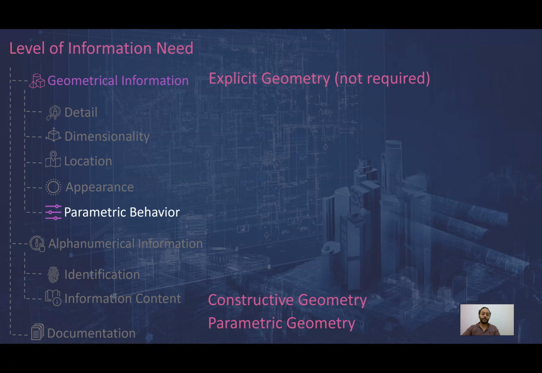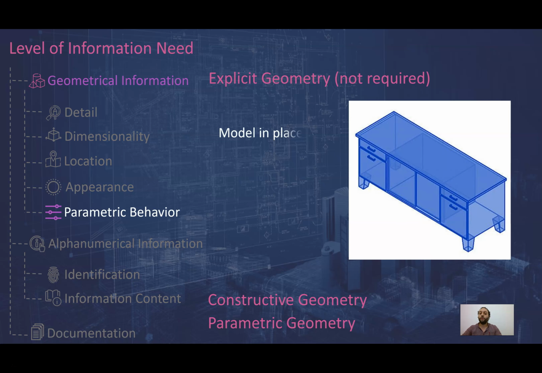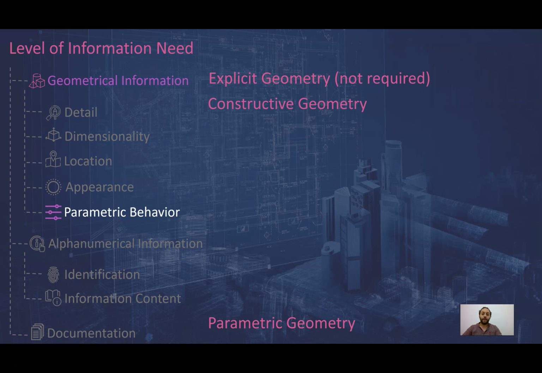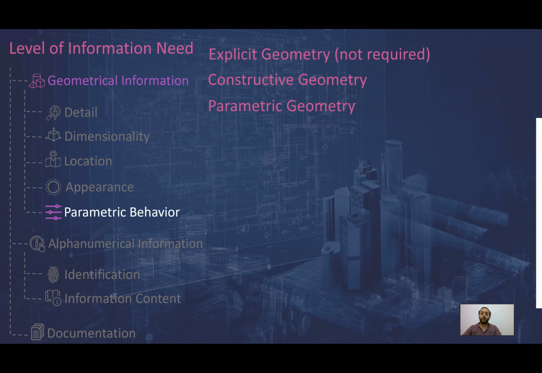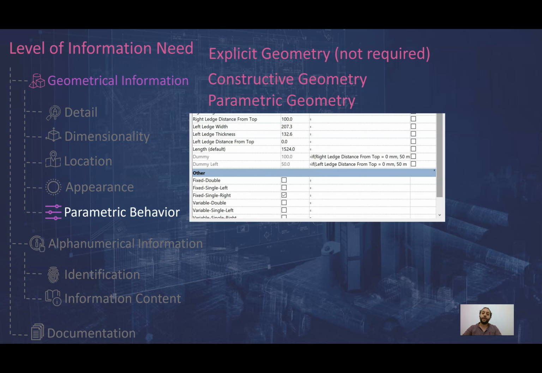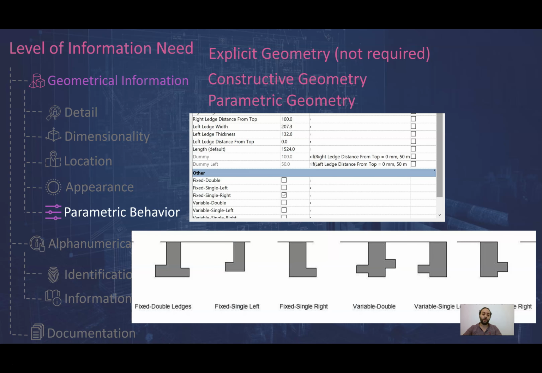Explicit geometry means the definition of shape as a boundary representation that doesn't allow for shape modification, for example, the model in place in Revit. Constructive geometry allows for shape modification, like doors, windows, columns. If we specify the width and the height, we can change it, and the door will change automatically. Parametric geometry allows for changes by equations. In that example, the beam with ledges shows this. We could derive different geometries based on the equations and visibility checks.